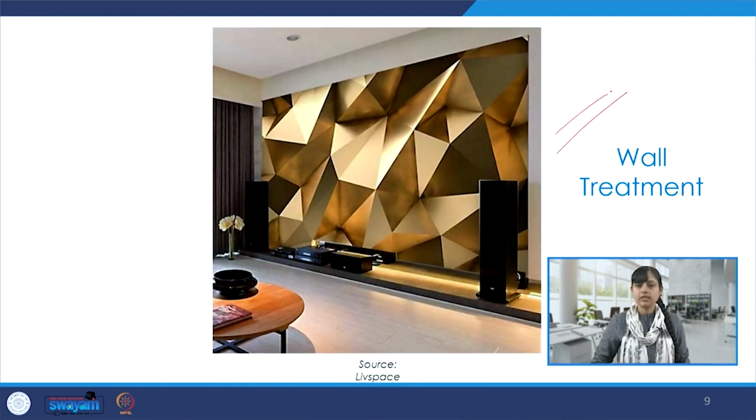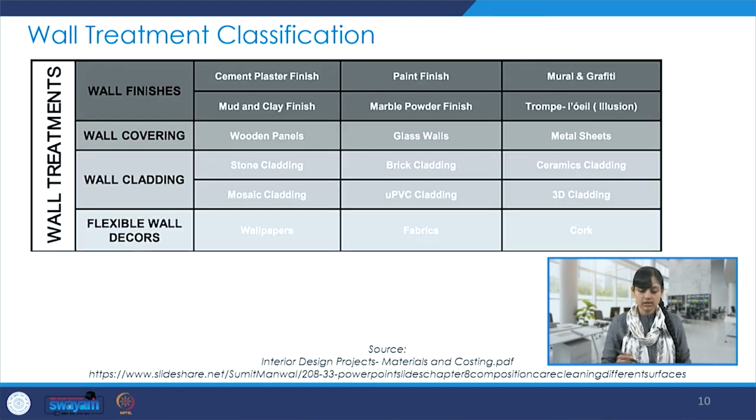Also, wall treatment. There are diverse ways to treat the walls, starting with paints, textures, different kinds of custom made plasters, other kinds of finishes, which may be even metallic, something related to an origami inspired technique. So there are various ways. This is again one inventory that showcases wall treatment classification. So wall finishes, wall covering, wall cladding, flexible wall decors.